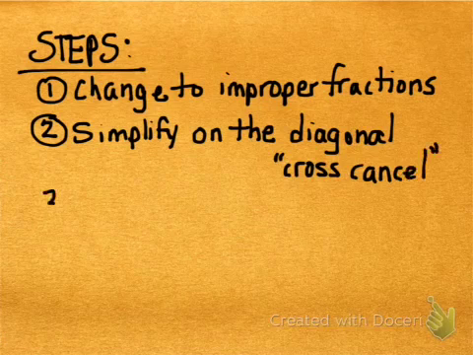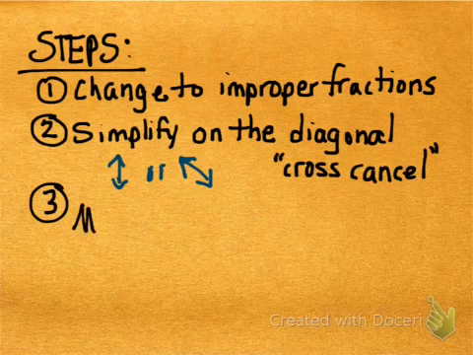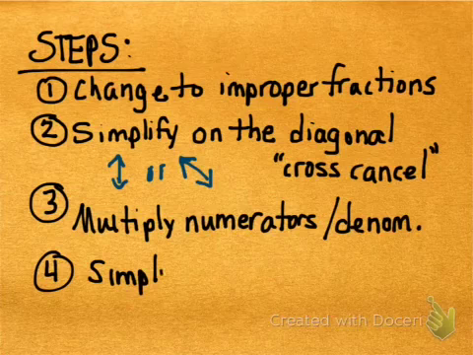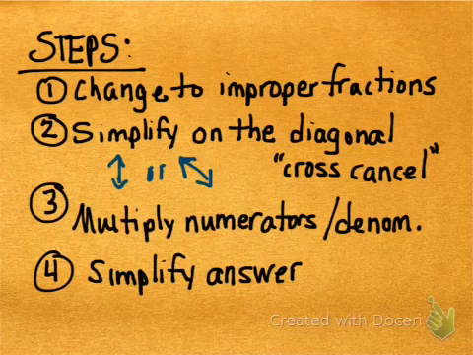Secondly, and this step you can skip, is what I meant to say there. You can skip this step, number 2, if you want. My suggestion is to simplify on the diagonal or cross cancel. Now you can simplify up and down within a fraction or on the diagonal. You don't have to do that, but if you don't, your numbers are going to be very, very big. So we always encourage you to simplify on the diagonal or up and down within the same fraction.